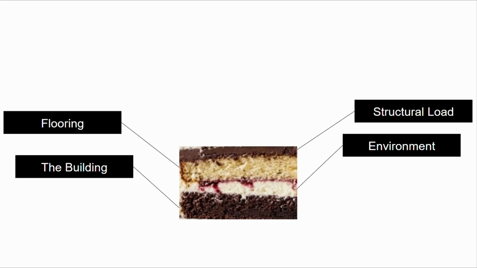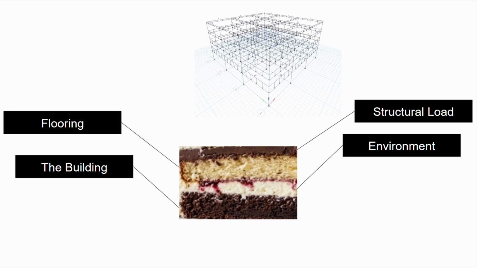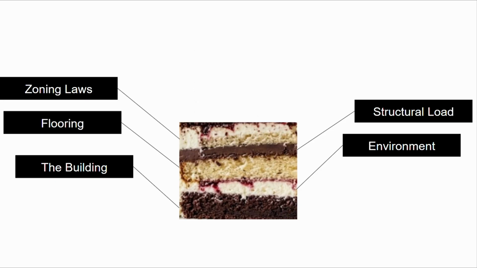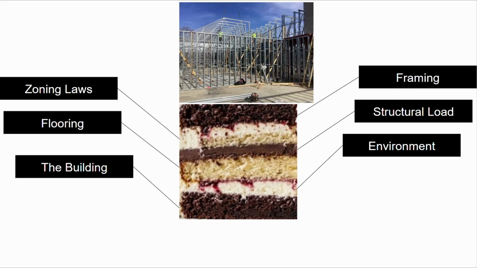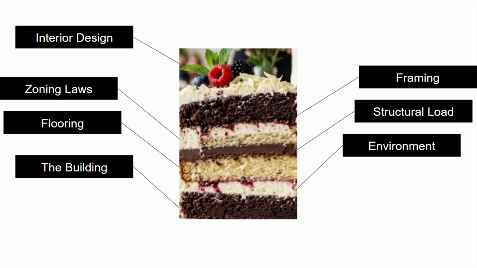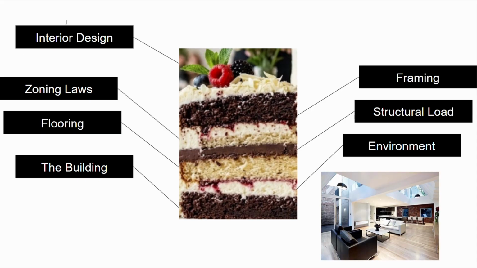Then you got the structural load, which is whatever is keeping that building up, basically like the floors that are there in the buildings. Then you got zoning laws, which is basically how a map of wherever the building is, how it's all set up and laid out. All right. Then you got framing, which is, besides structural load, how they make sure it's built within the insides. They make the frame first, then they make sure they put the right amount of structural load. Then you got the interior design, which is basically however it looks inside your house.